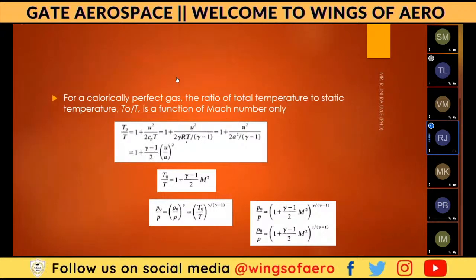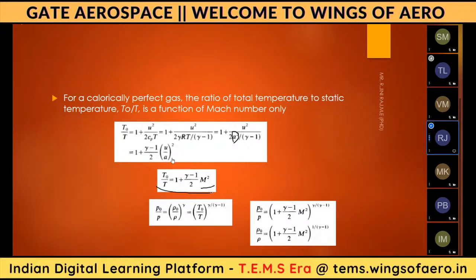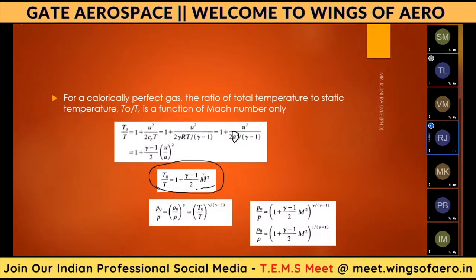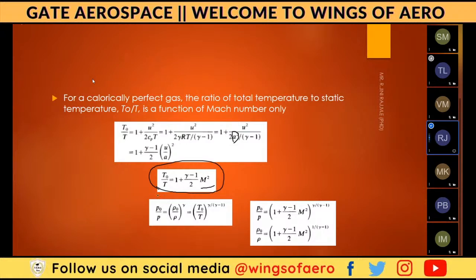Then gamma R T becomes a square. So u square by a square, we substitute as M square. Therefore the formula is T naught by T equal to 1 plus gamma minus 1 divided by 2 into M square. Also, we know from isentropic relations, P naught by P, that means P2 by P1, equal to rho 2 by rho 1.